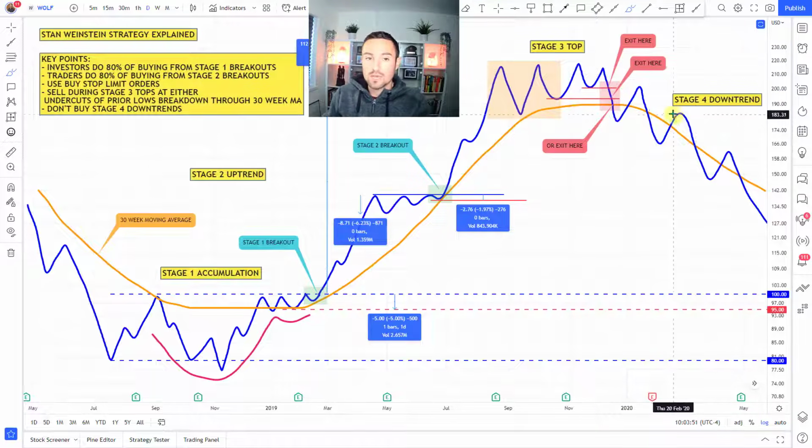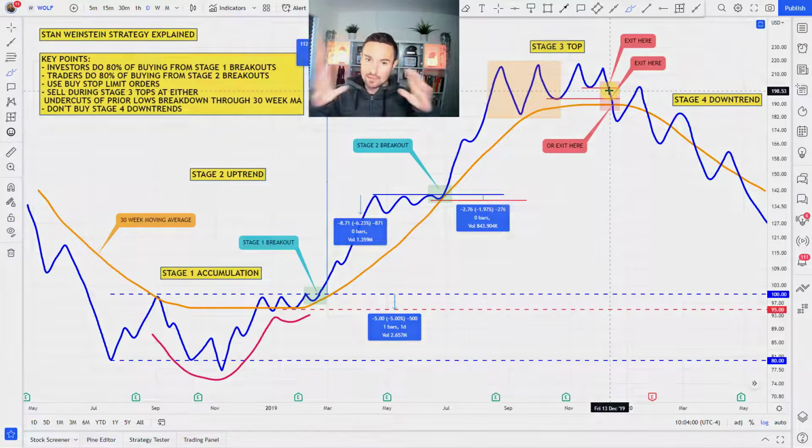But in terms of the sell rules, it would either be a breach of the 30-week moving average and or undercuts of lows in the developing base. So that is something to be thinking about.